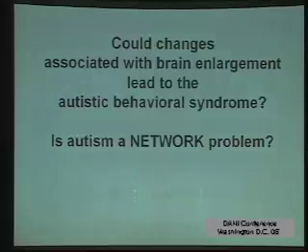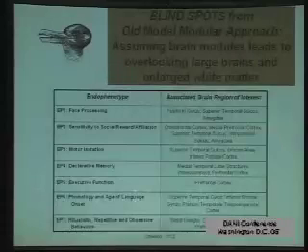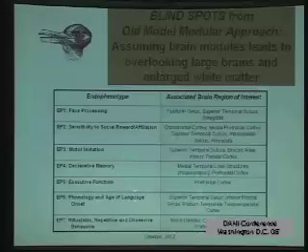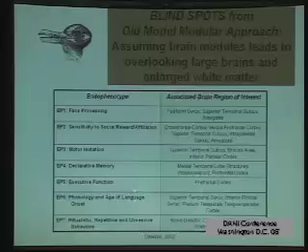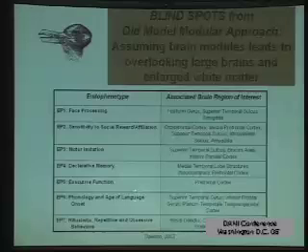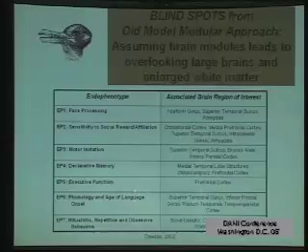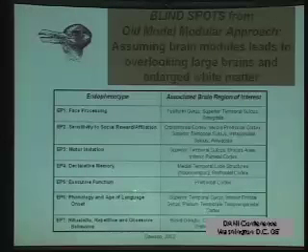What does this mean? Could changes associated with brain enlargement lead to autistic behavioral syndrome? So is autism a network problem and not just a specific module broken causing a specific behavior? It doesn't seem to work like that. The people who still think that way, and they really do, because I've been talking with them, really think that there's going to be language genes and repetitive behavior genes and social interaction genes, and when you get all three together, you're going to get autism.